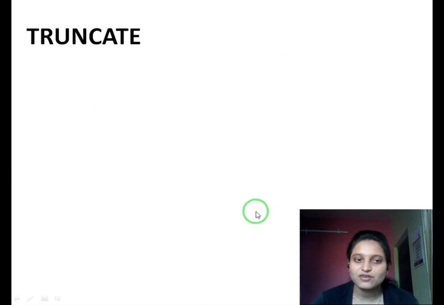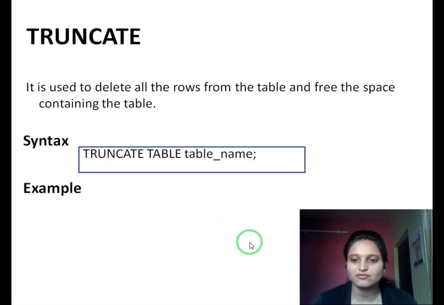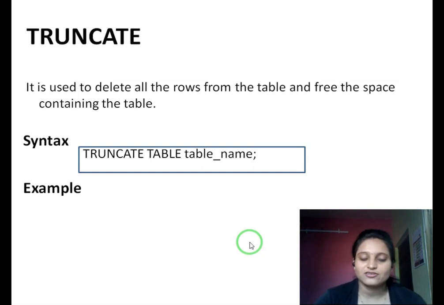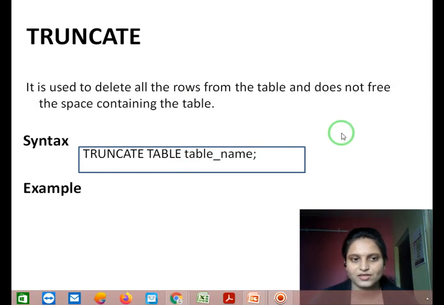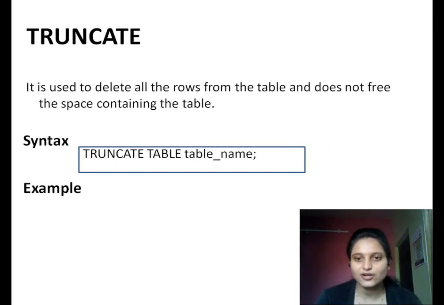Yes. Now we will see first the truncate command, then we will move to our alter command. So truncate is used to delete all the rows from the table and free the space containing the table. Dear student, truncate is used to delete all the rows from the table, but the main difference between truncate and drop is that it does not free the space containing the table. Truncate only deletes all the rows, that is records, at a time from the table, but the structure of the table remains the same in memory.